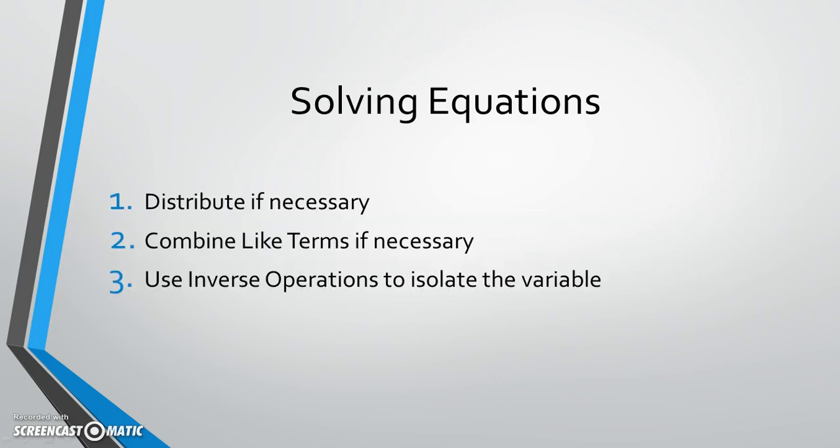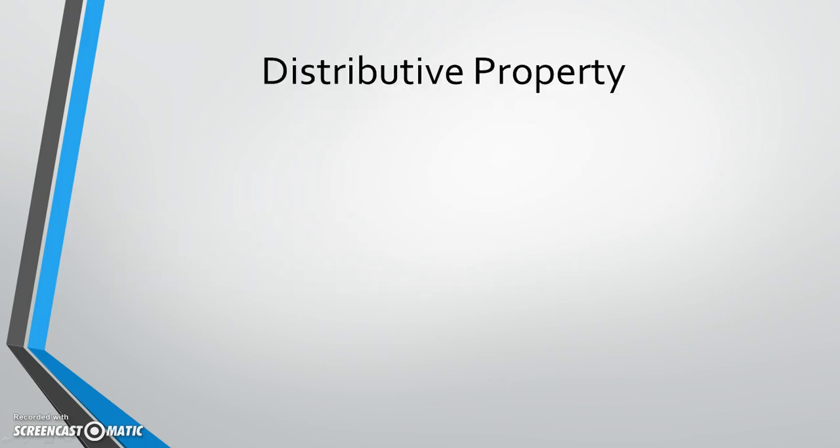Alright, there are 3 steps to solving an equation. First, distribute if necessary. Second, combine like terms if you can. And then finally, you're going to use your inverse operations in multiple steps to get the variable by itself. So let's see some of the properties.